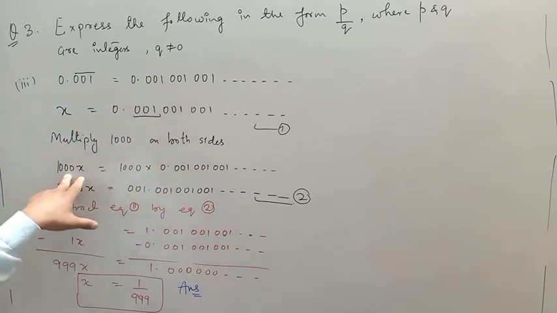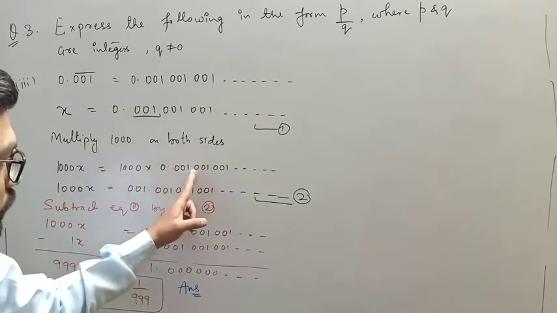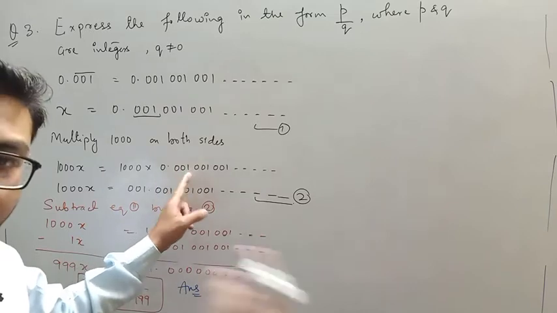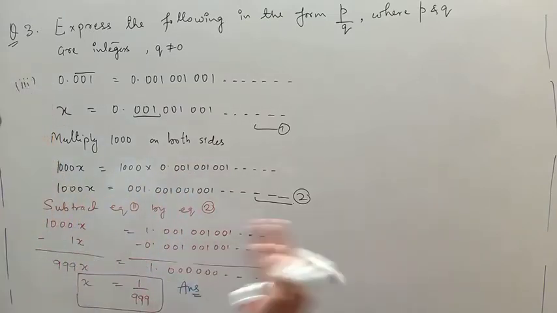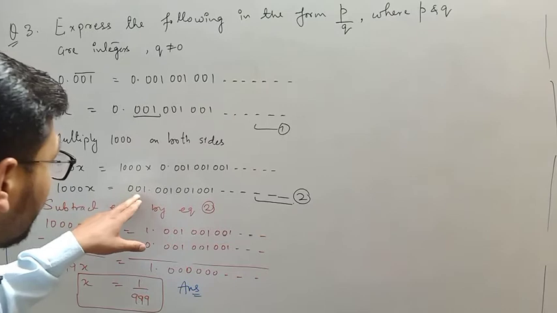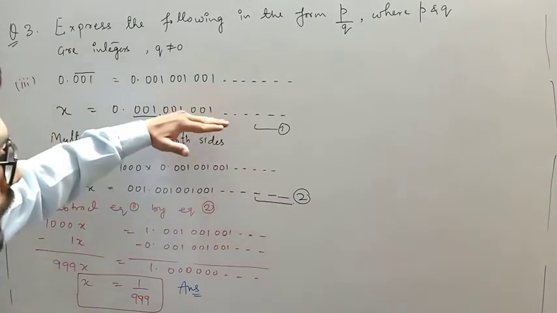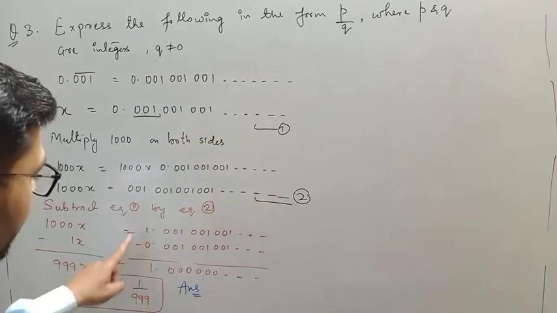So when I multiply 1000 on both sides, the decimal is shifted to the third position: 1, 2, and 3 after the third position on the right-hand side. So 1.001. So this is the second equation. This is the first. When I subtract equation 1 from equation 2, what will I get?